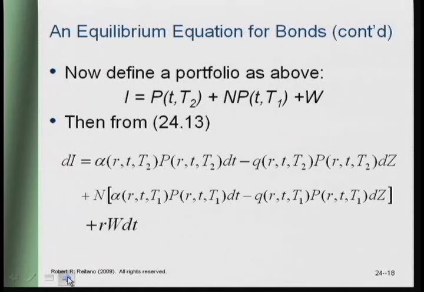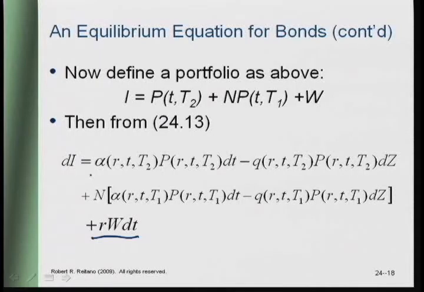So we're going to form, as usual, a portfolio with a bond of maturity T2. We're going to have N bonds with a maturity of T1, and N should typically be negative because it's going to be a hedge position. We're going to have our cash position of W. We're then going to simply apply the earlier formula for the differential of I, recalling that the differential of W is always RW dt because it's a risk-free asset.